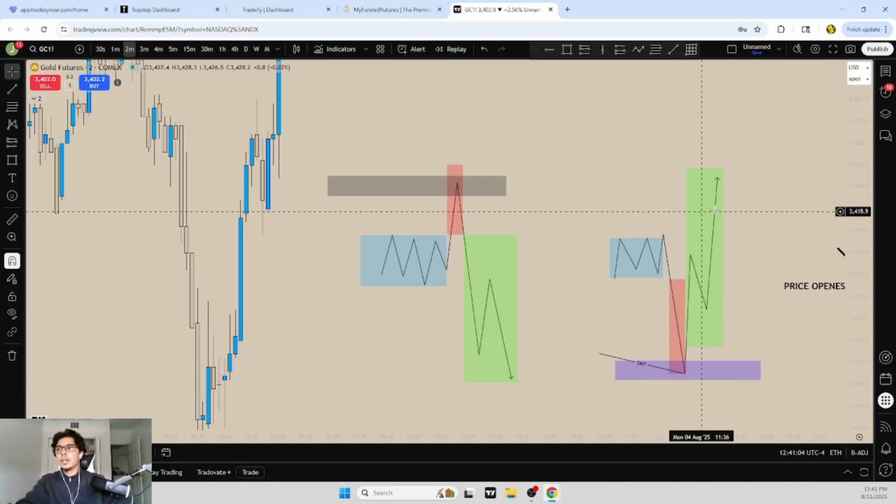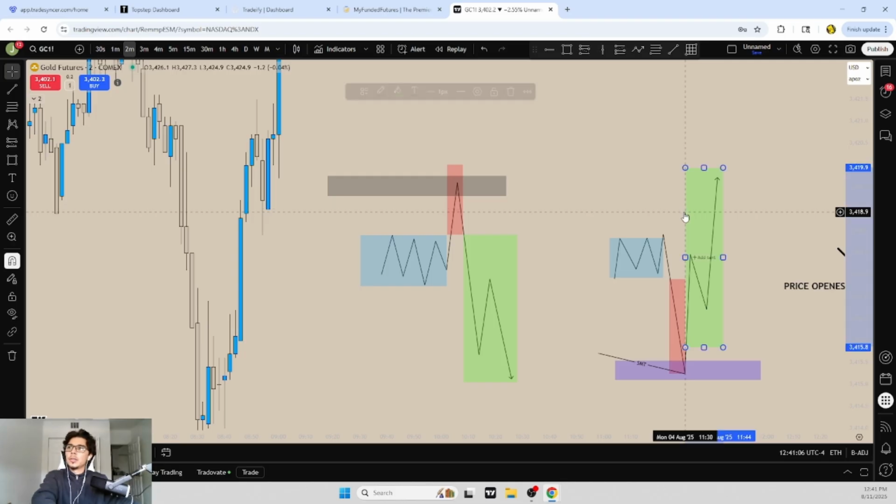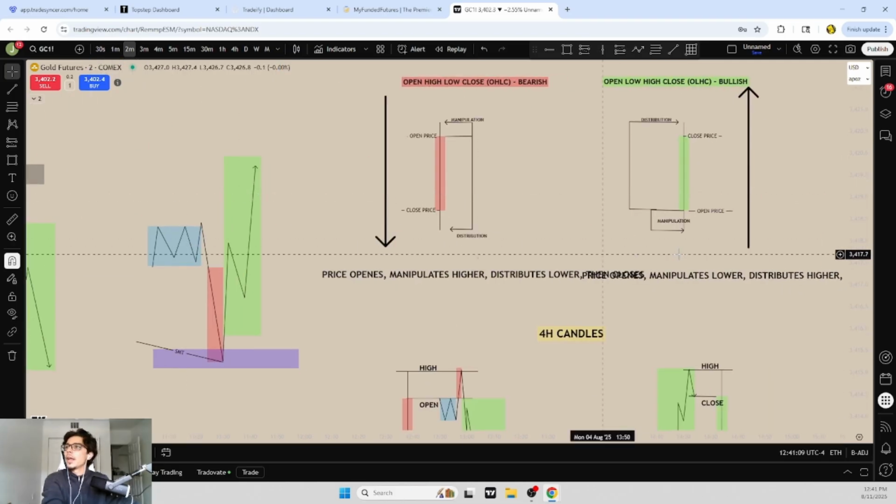Okay, so that is AMD, very simplified. It's all you really need to know about AMD. You can literally just zoom out on any single time frame and price will look like that.